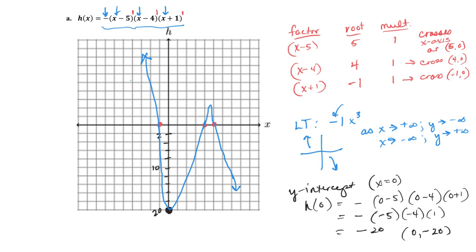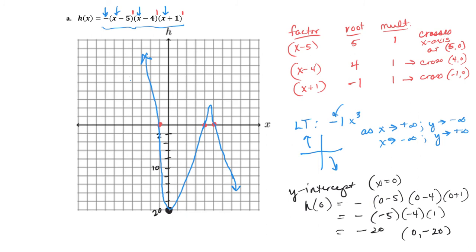So that's the graph of h of x, and all I used were my roots, which gave me my x-intercepts. I looked at the leading term, which told me what the end behavior was, and I looked at the y-intercept to see where it was going to cross the y-axis.